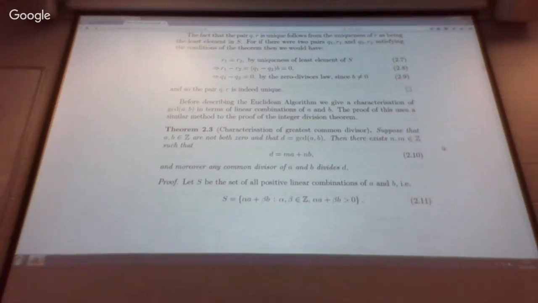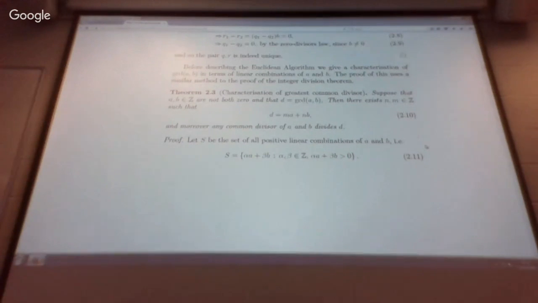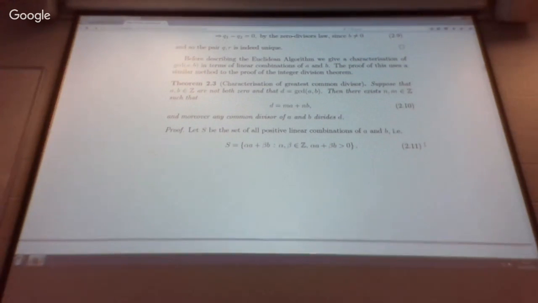So that's two reasons why this integer division with remainder is important. It allows us to talk about dividing any integer by any other one, and it's a key step in the algorithm for calculating GCDs. Okay, so you'll see Euclid's algorithm coming up on the next page. Before we get to it, we do what could be called an algebraic characterization of the greatest common divisor.